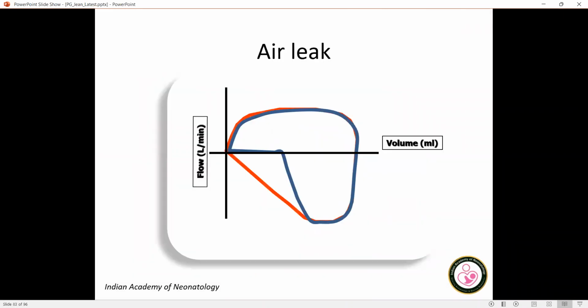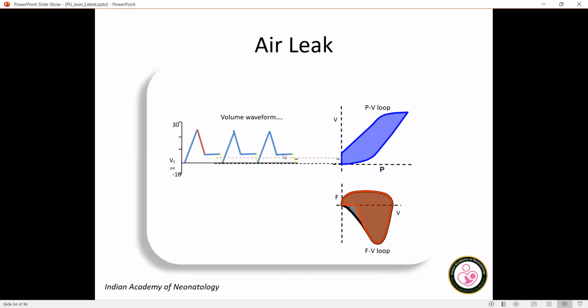Then the next thing is air leak, which we already saw in the volume waveform and in the pressure volume loop. Now we are going to see it in the flow volume loop. Here we can see that the expiration is prematurely terminating. It's not reaching the baseline; before that, this amount of air has already leaked out. So this air leak we can see in three things: the volume waveform, which shows a shoulder cliff pattern, the PV loop, and the flow volume loop.